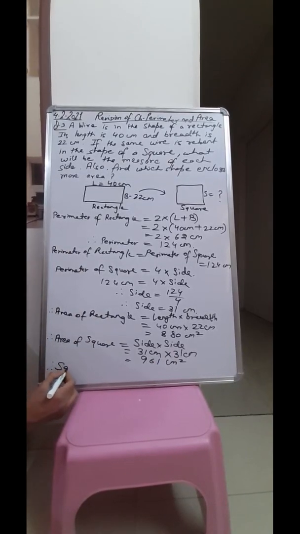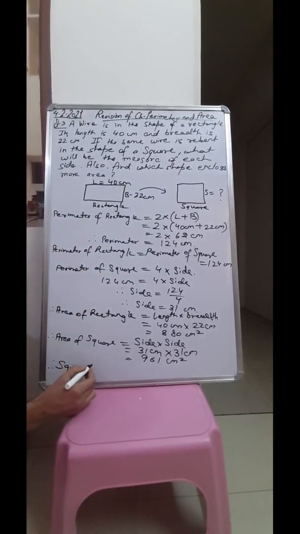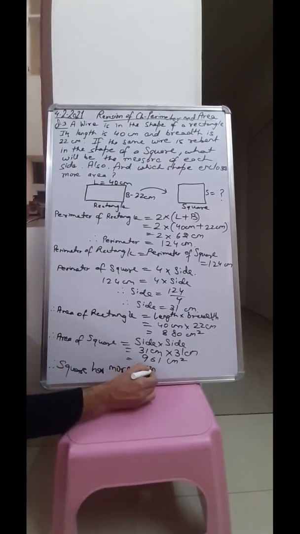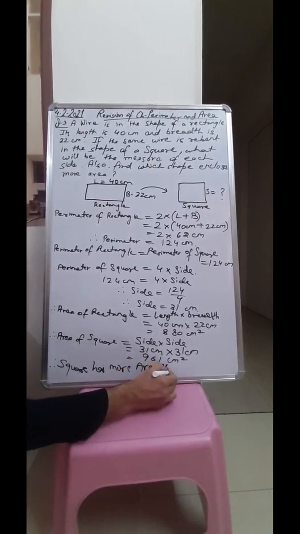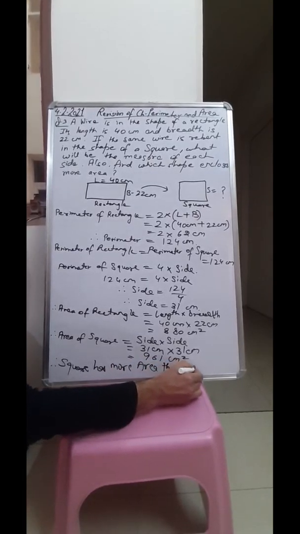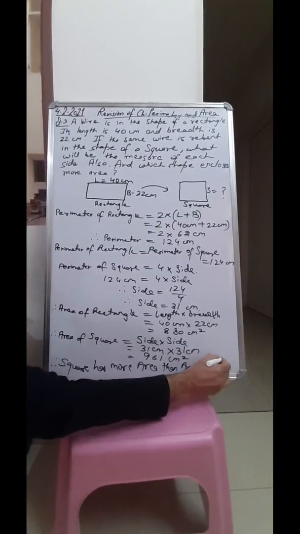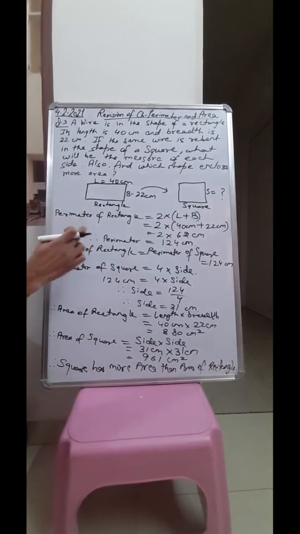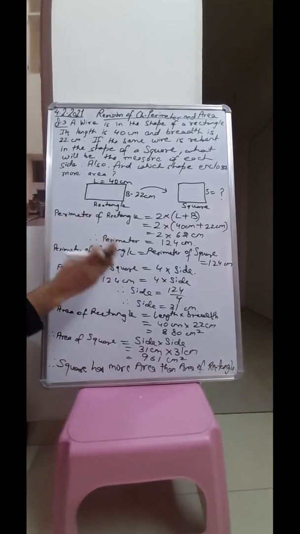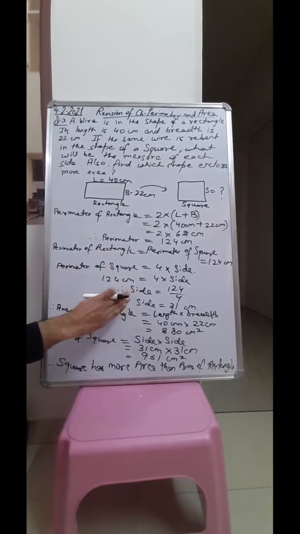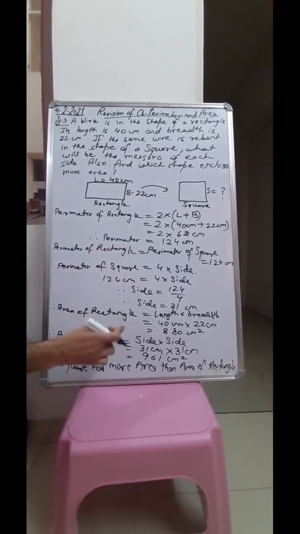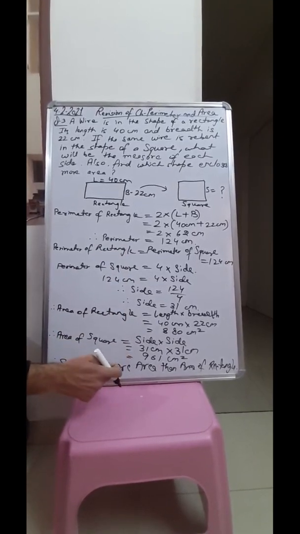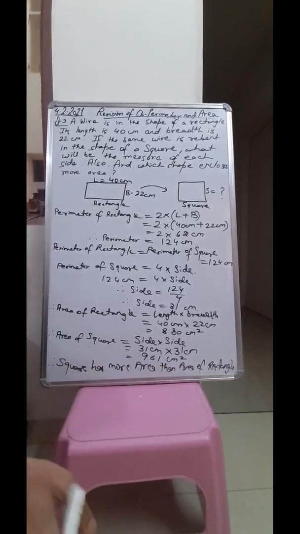Therefore the square has more area than the area of the rectangle. So in this way we found the perimeter. After finding the perimeter we found the side of the square. Then we were asked to compare the area of both the shapes, that is the area of the rectangle and the area of the square. That means the square has more area than the rectangle.